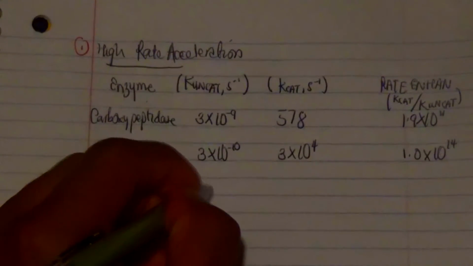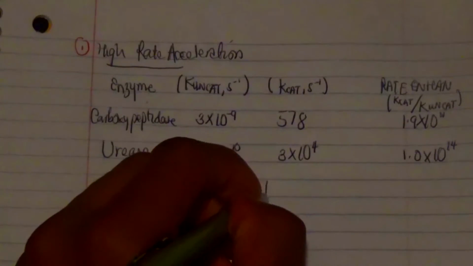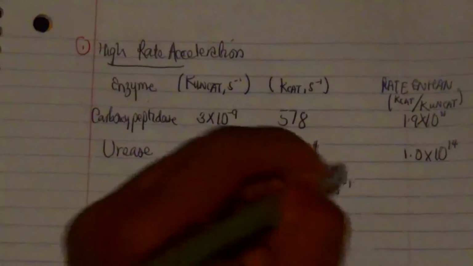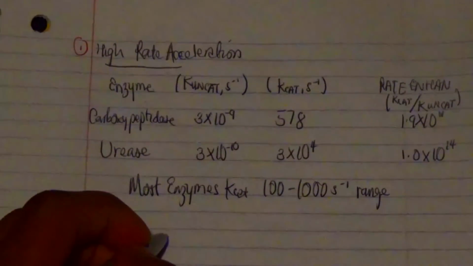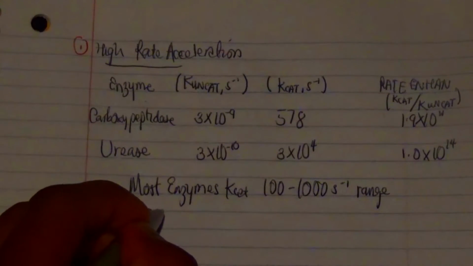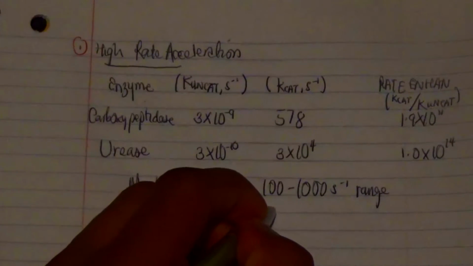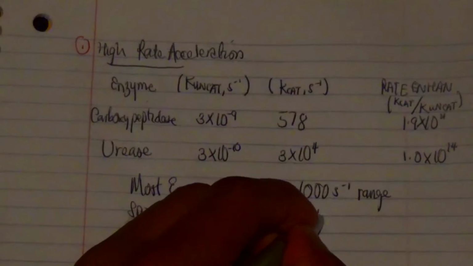However, most enzymes have a rate constant in the range of 100 to 1000 molecules per second, and that is really a huge step compared to our regular spontaneous rate of reaction, which is really slow in real life, pretty much greater than 1 billion years.